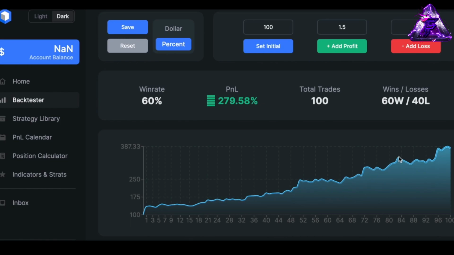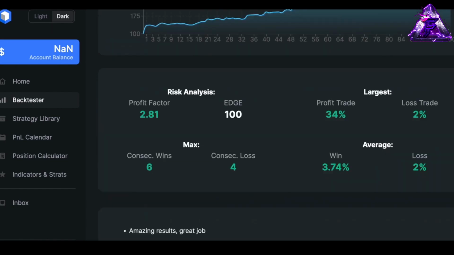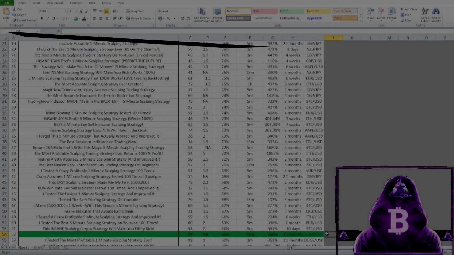We can definitely improve this strategy by adding a 200 EMA to our chart to eliminate even more losses. We see our profit factor is 2.81, and we had 6 consecutive wins against 4 consecutive losses. And look at this, our largest profit trade was 34%, which is absolutely insane.